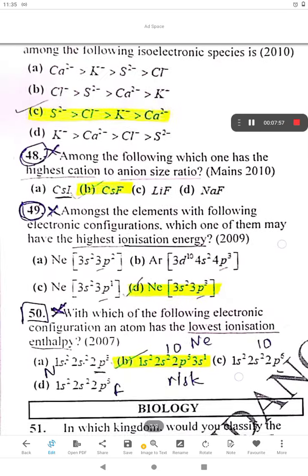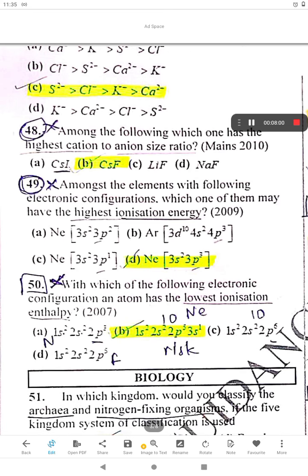Then 49th question says: amongst the elements with the following electronic configurations, which one may have the highest ionization energy? Now, we know that the highest ionization energy is in the case of either half-filled or fully filled orbitals. Which are half-filled or fully filled? It is only in option B or D. B says argon 3d10 4s2 4p3 and D says neon 3s2 3p3. Now the nearest to the nucleus is the D option, neon 3s2 3p3, and as it is nearest to the nucleus, more energy will be needed to remove the electron from it. So the D option is the right answer.